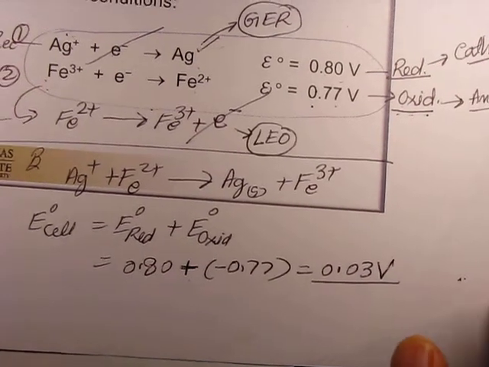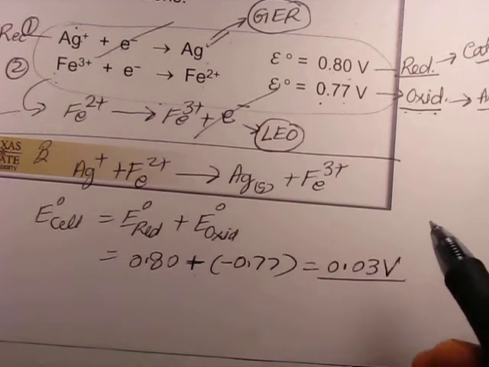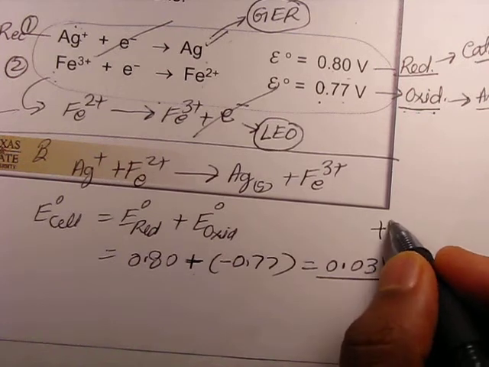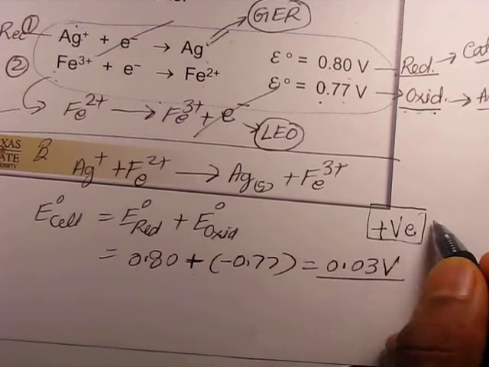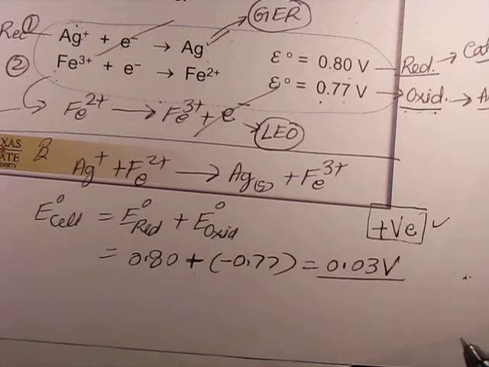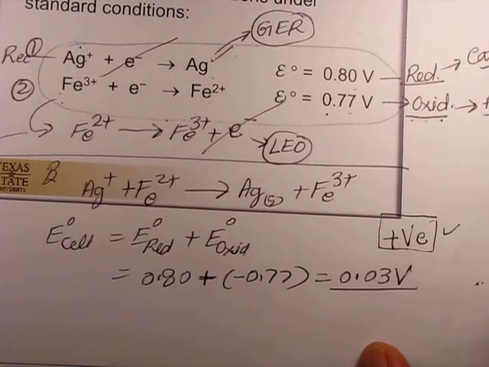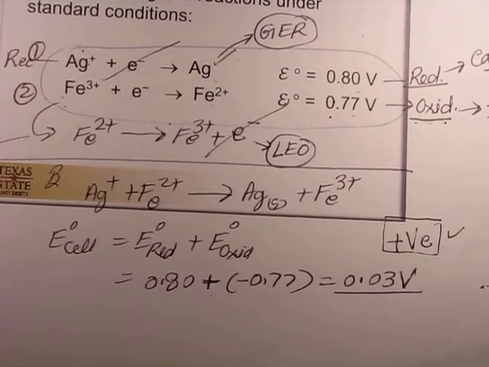You can see in all 4 examples, when we calculated the final E cell value, everywhere we got a positive cell value. If we get a positive cell value, it means we added correctly, and that represents that the reaction is going on spontaneously. So you can solve some more examples like this one to understand how to calculate the cell potential.